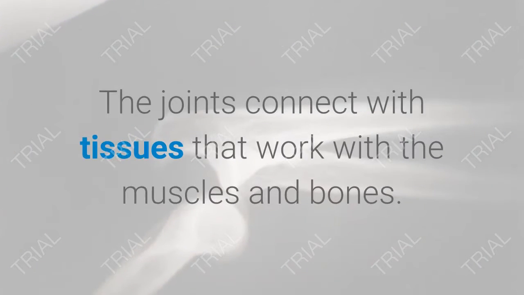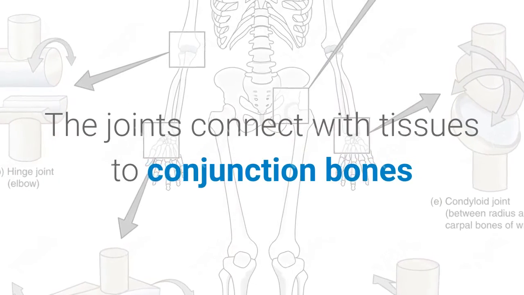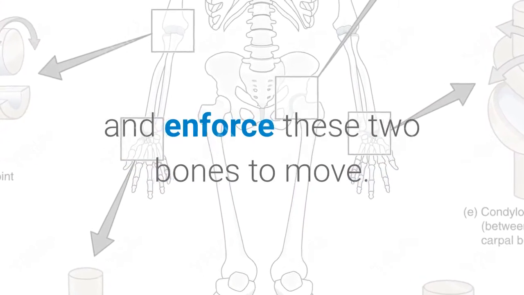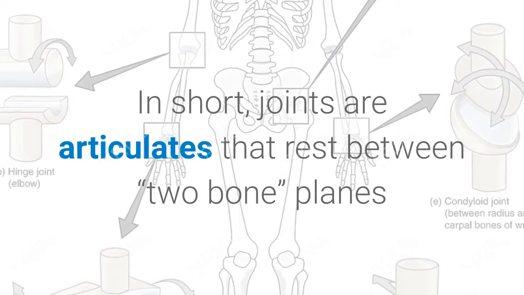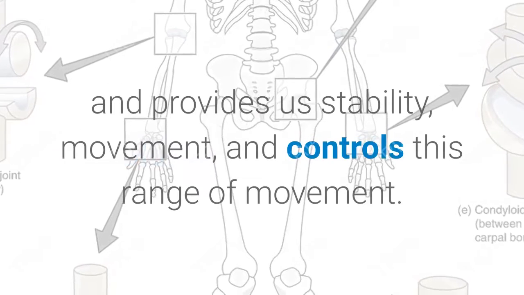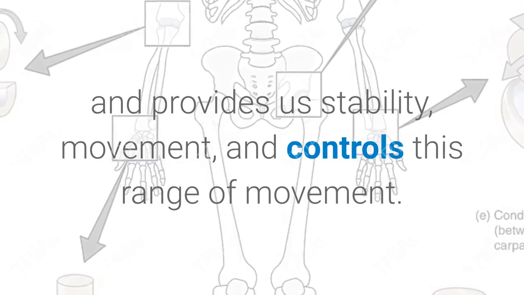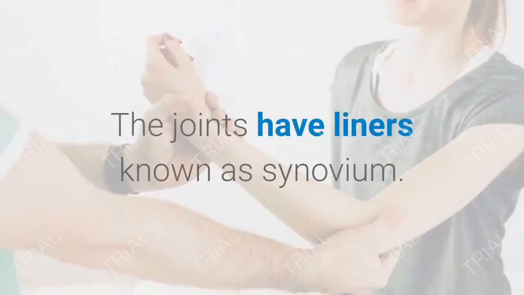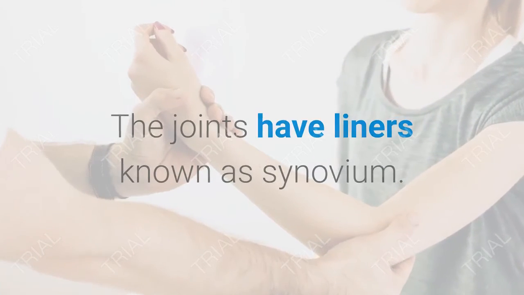The joints connect with tissues that work with the muscles and bones. The joints connect with tissues in conjunction with bones and enforce these two bones to move. In short, joints are articulations that rest between two bone planes and provide us stability, movement, and control of this range of movement, ROM. The joints have liners known as synovium.